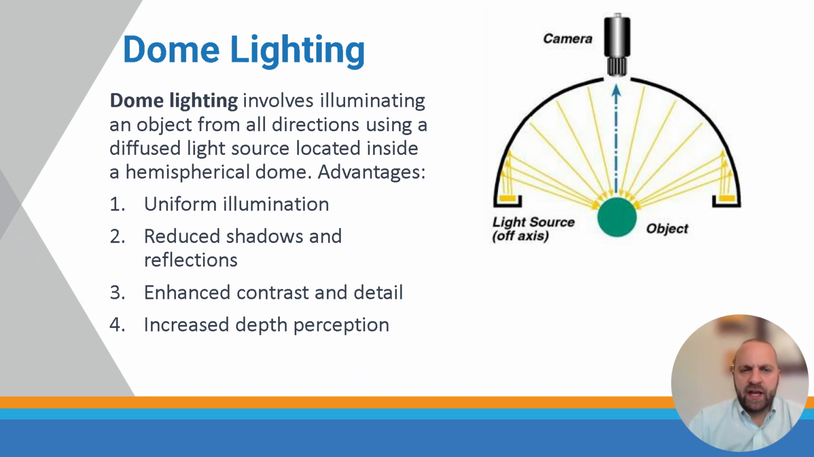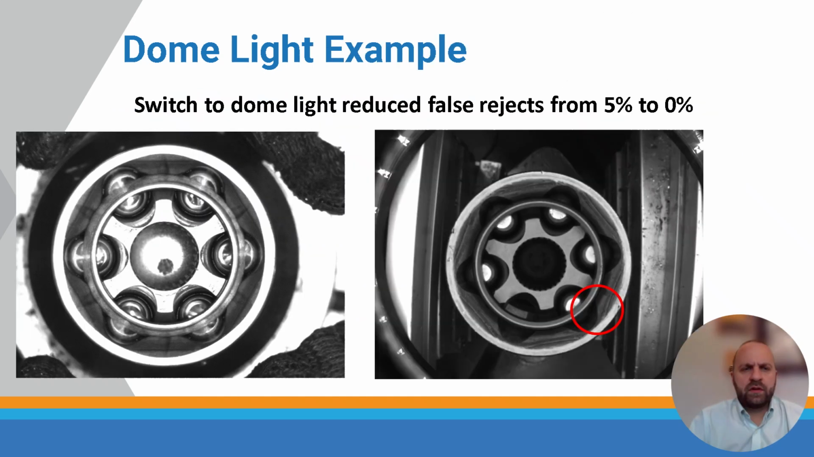Dome lighting illuminates an object from all different directions. You can see all the LEDs are actually in the base of the dome and they reflect up to the dome and then back down on the object. So this results in very uniform illumination. It reduces shadows and reflections, enhances your contrast and detail, and you can get increased depth perception.